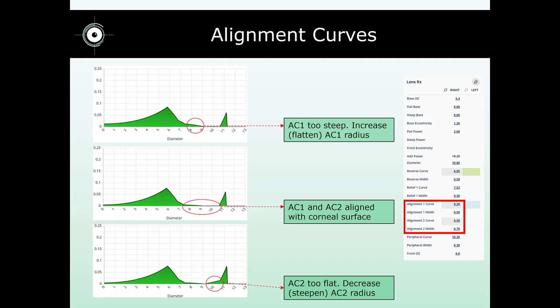Reasons for excessive tear layer under the alignment zone would be an excessively steep AC1, radius too low in value, or the alignment zone is excessively flat, where AC2 radius is too high in value. Manually adjusting the AC1 and AC2 curves while monitoring the tear film diagram will allow the practitioner to find the perfect radius that will allow the alignment zone to optimally rest on the cornea.